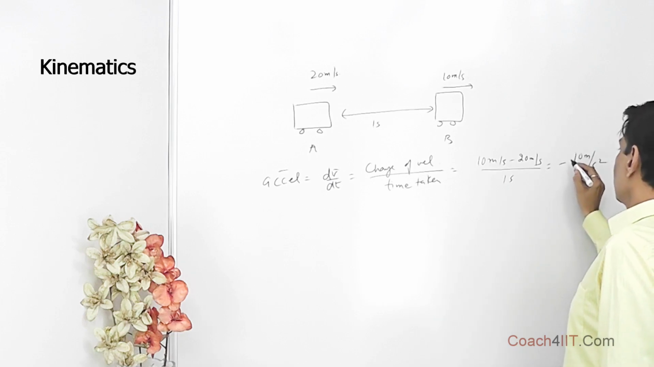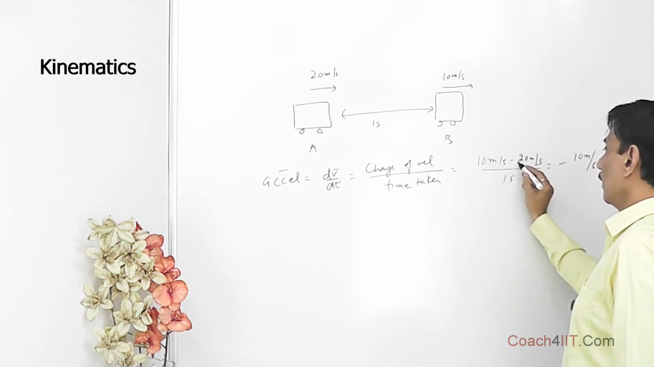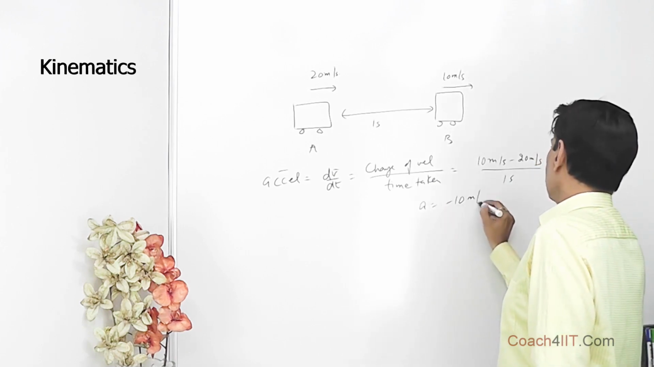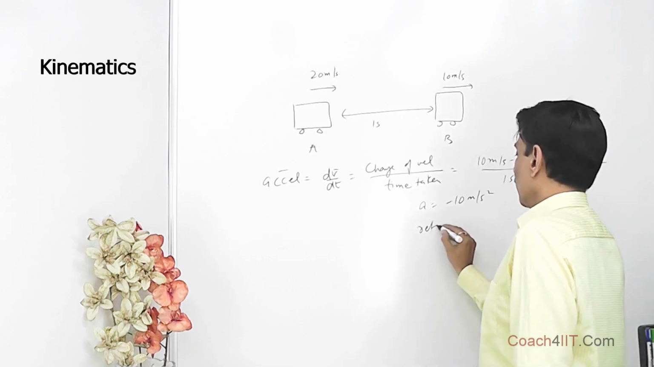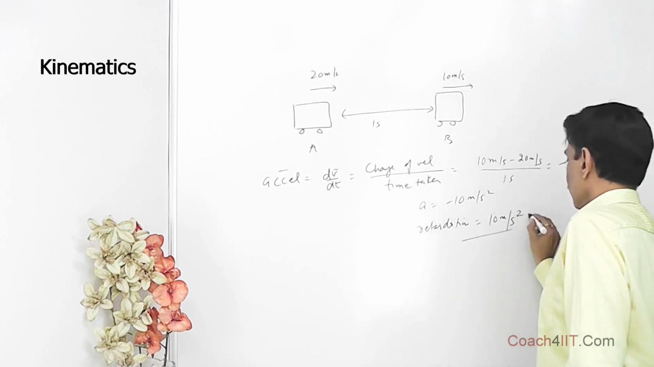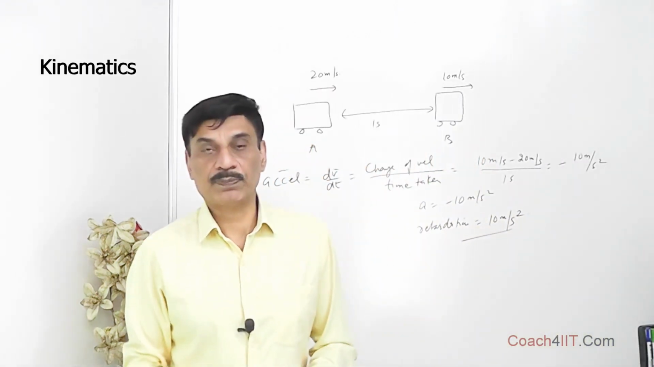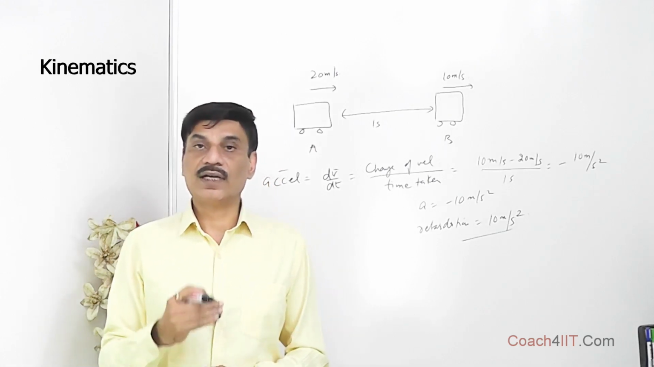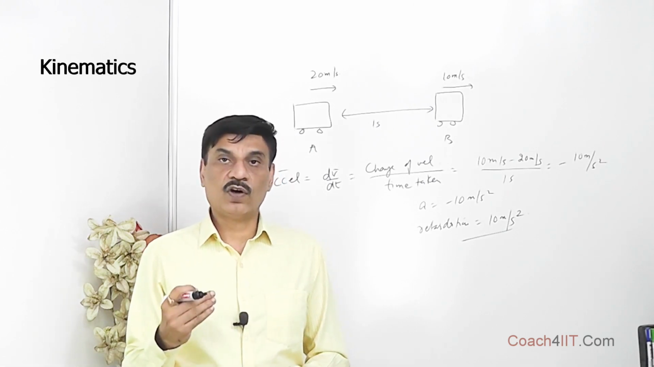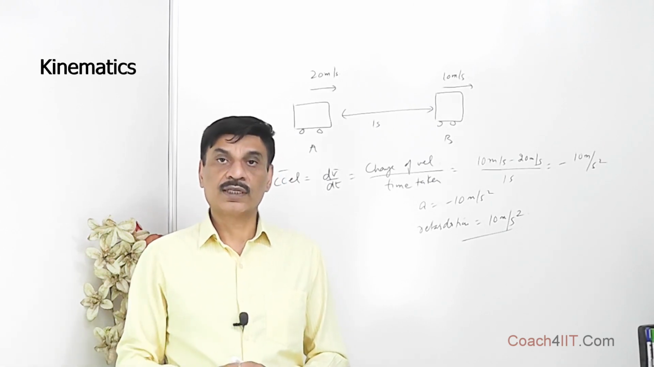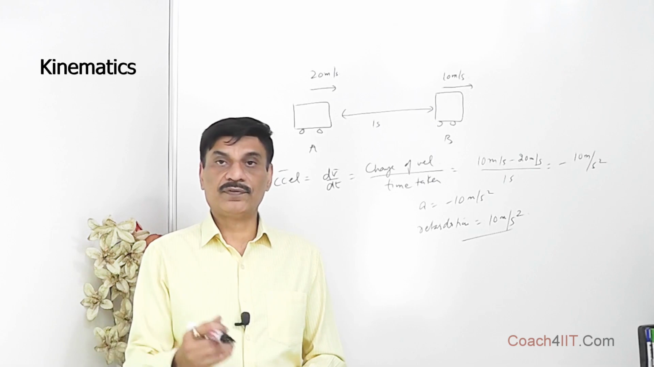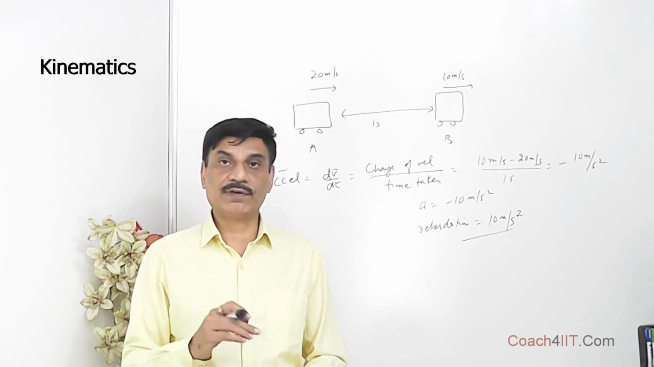That is, it is reducing at the rate of 10 meter per second for every 1 second. So over here we say the acceleration is minus 10 meter per second square, or we say the retardation is 10 meter per second square. So acceleration of minus 10 meter per second square can also be said as retardation of 10 meter per second square. Similarly, a retardation of minus 5 meter per second square means acceleration of 5 meter per second square. So acceleration is the negative of retardation, or retardation is the negative of acceleration.